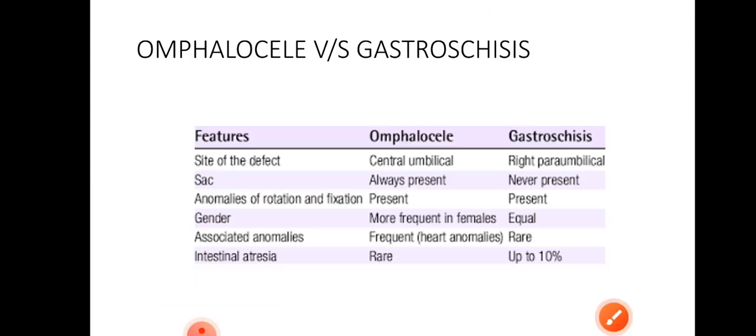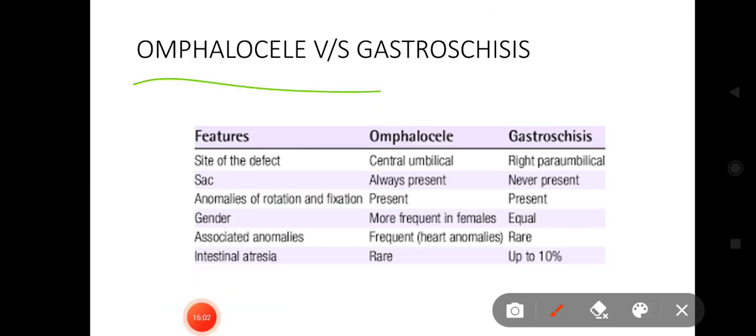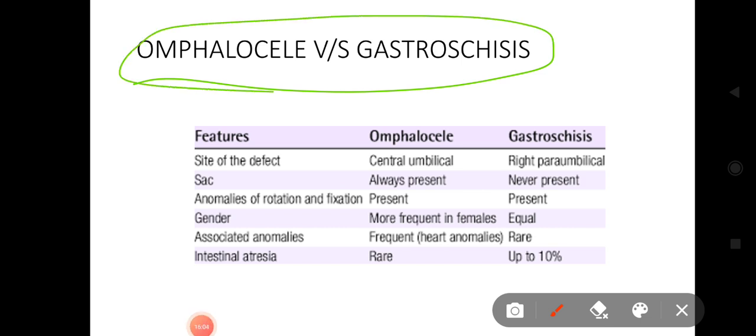Okay. Now, omphalocele versus gastroschisis. Now, the features: in omphalocele the defect is central umbilical, while in gastroschisis it's right paraumbilical. Sac is always present in omphalocele. This is important. In gastroschisis it's never present. So sac is always present in omphalocele.